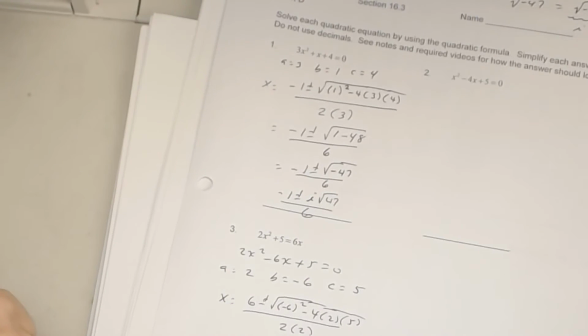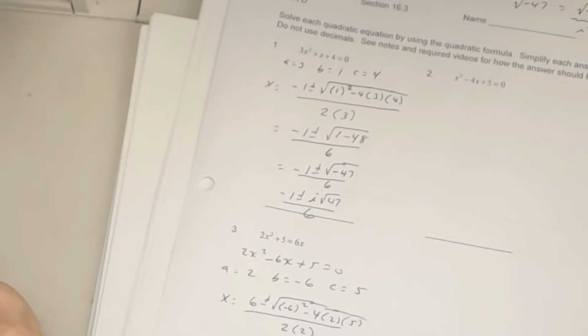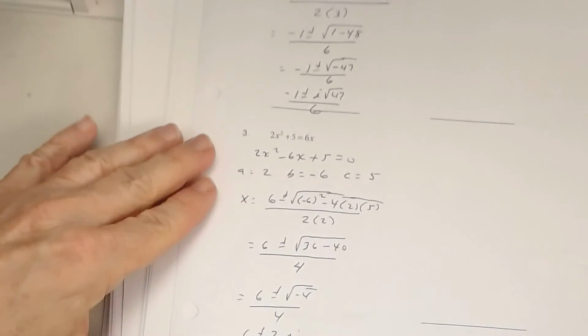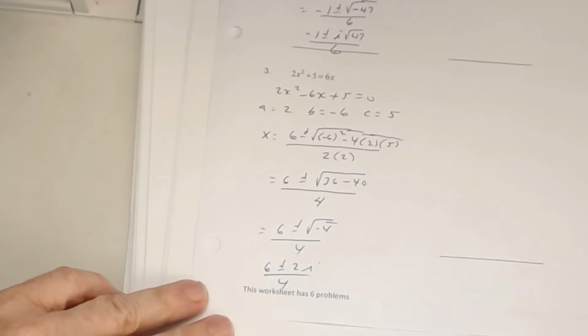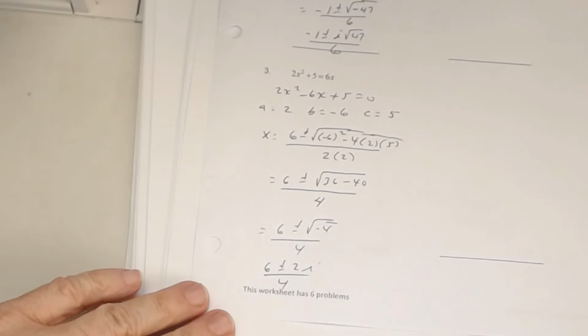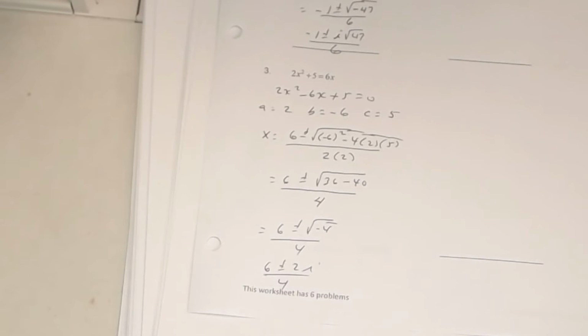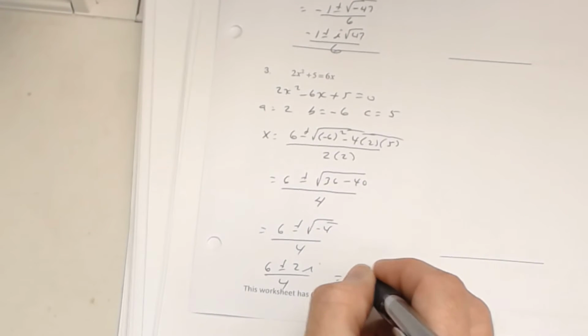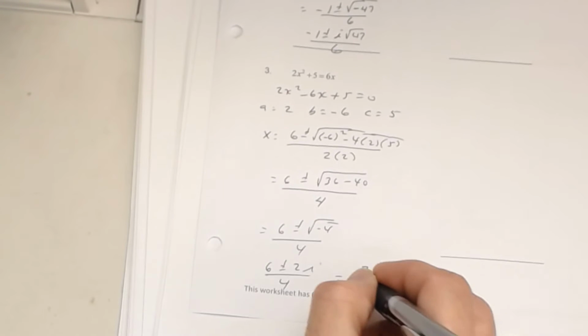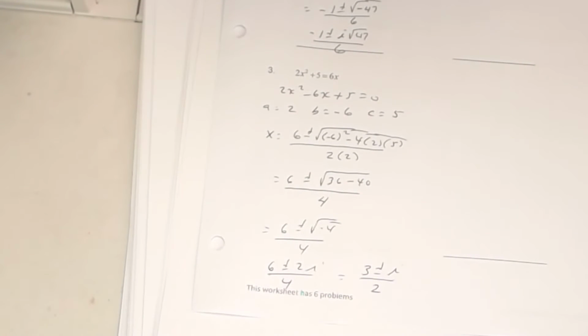So in other words, you're going to write this as 6 plus or minus 2I divided by what? 4. Okay? 2I divided by 4. All right. Now, simplify if possible. So you see that 6, that 2, and that 4? What do they have in common? 2. So they're all divisible by 2. So the answer should be 3 plus or minus I divided by 2. That's your answer. 3 plus or minus I divided by 2.